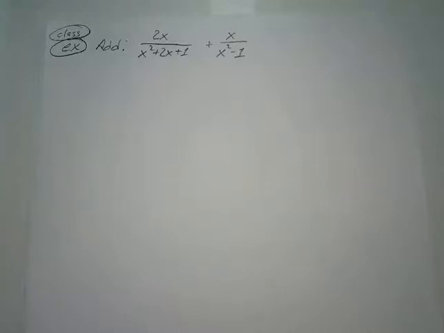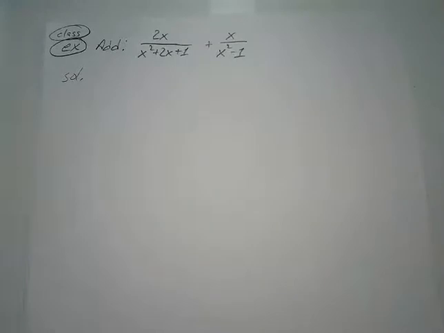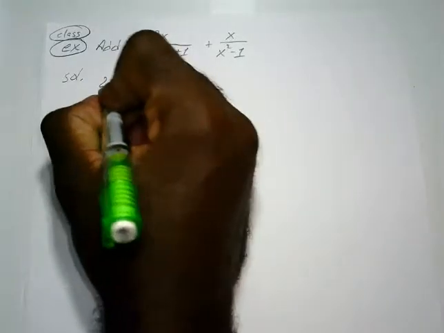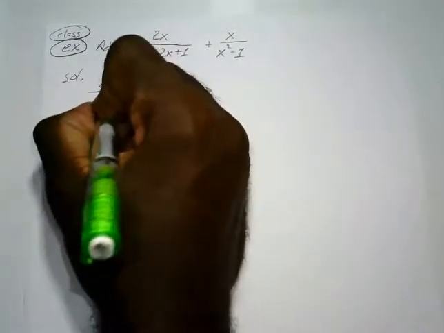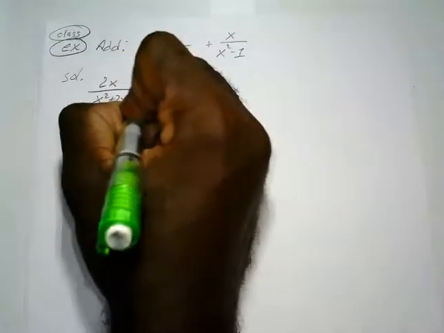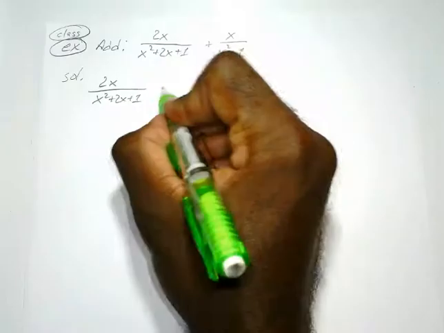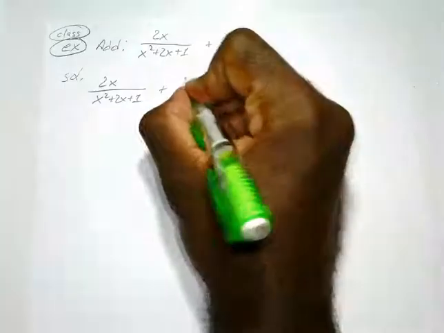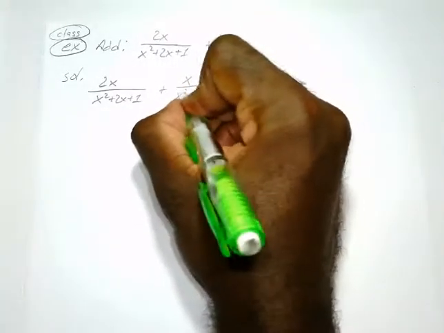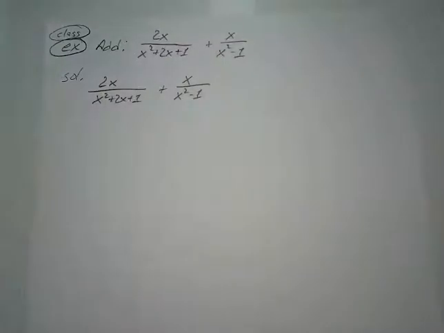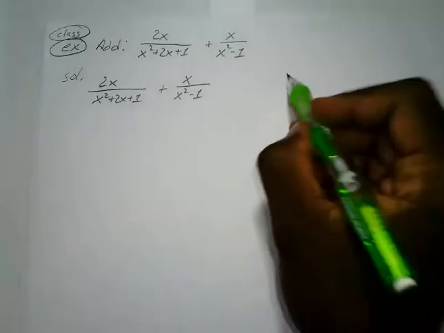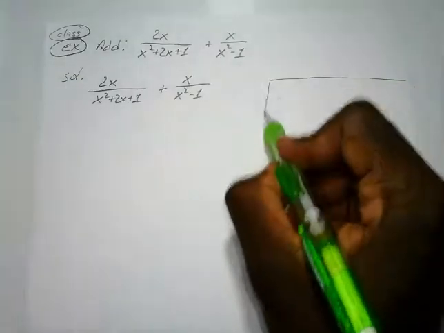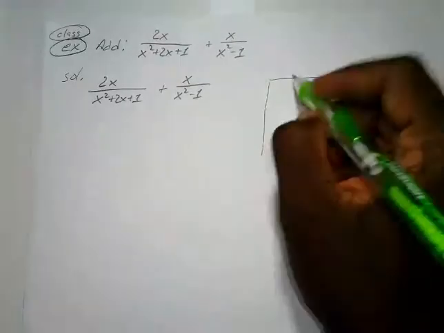Alright, so assuming you have pressed pause and you have worked everything out, we are going to go ahead and solve this one. Okay, so we have 2x over x squared plus 2x plus 1 plus x over x squared minus 1. Remember, your first step is to factor everything. So the 2x is already factored, so you're good there.